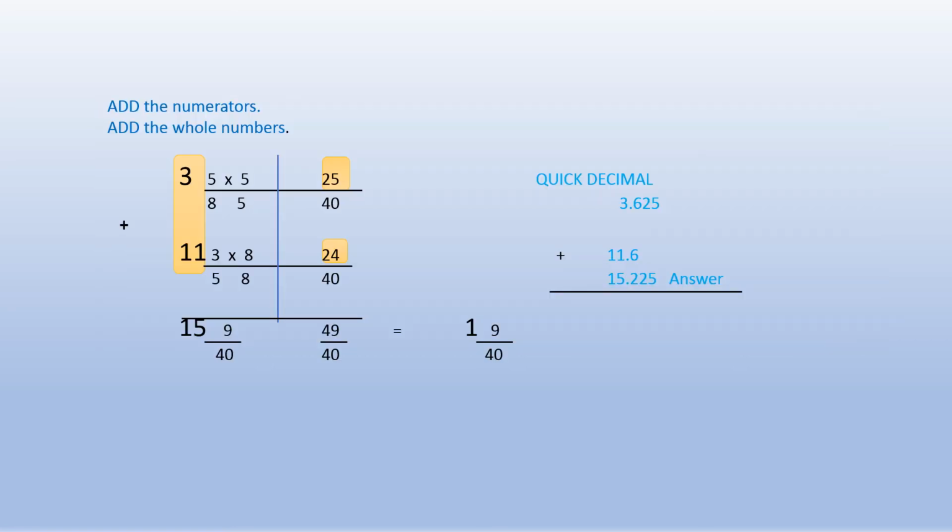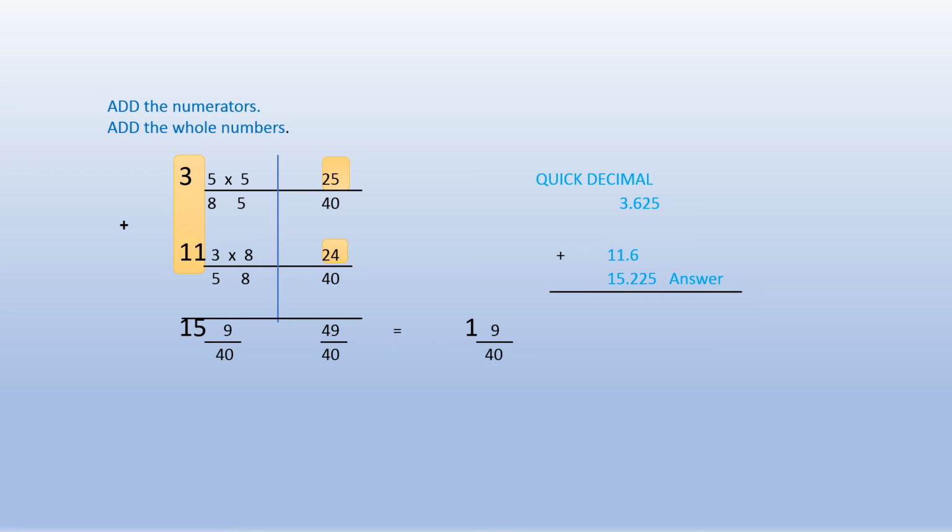Now we multiply. Numerators. 5 times 5 is 25. 8 times 5 is 40. The second fraction, 3 times 8, 24 for the numerator. 5 times 8, 40. Now they're all 40ths. So we add 25 plus 24 gives us 49 40ths. That's an improper fraction, so we divide 40 into 49, we get a whole number 1, and 9 40ths. The 1 we add to the whole numbers, to the 3 and the 11. So the answer is 15 and 9 40ths.